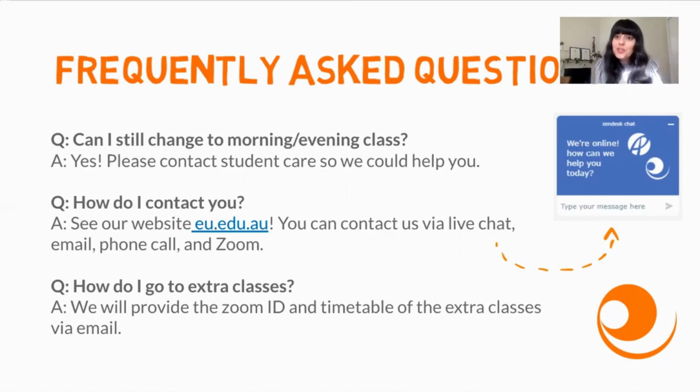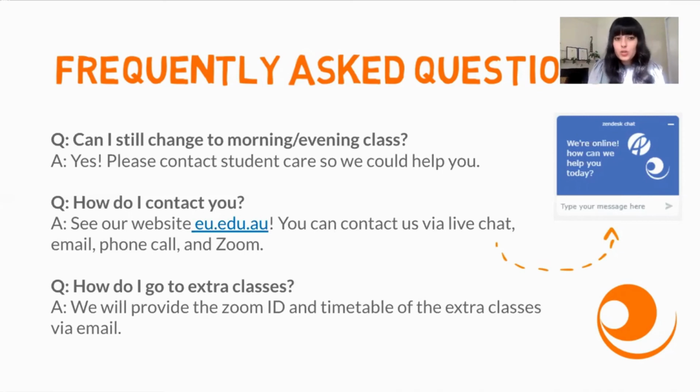How do I contact you? I've talked about Student Care a lot, but how do you get in contact with Student Care? Well, the best thing to do is to go to our website, eu.edu.au, and you can contact us via live chat. You can also use email, phone call, and Zoom, but live chat is the most direct way to talk to a member of Student Care. So you will see a little help icon. When you click on that, you can write your question and somebody will be there to help you.